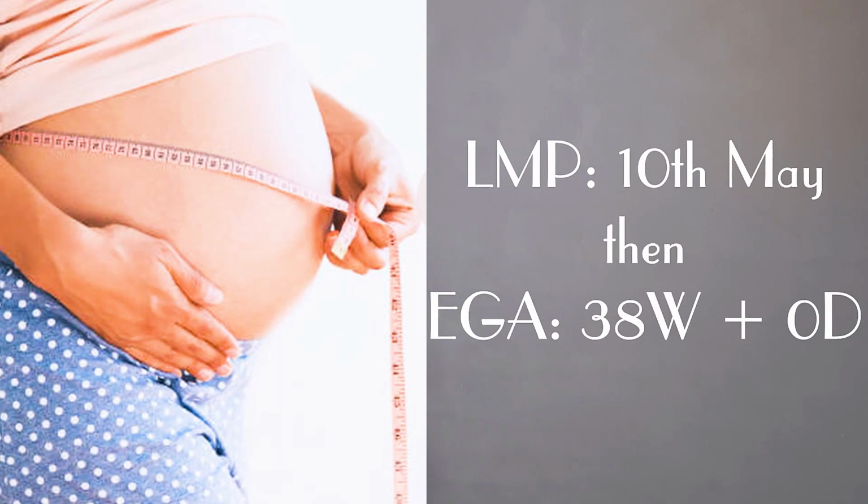However, today's date is 3rd of February. It means that today is 7 days less than the 10th of February, which means it is 1 week less than the 10th of February. So if on the 10th of February she will be 39 weeks, 0 days, then all I need to do is to subtract 1 week from 39 weeks to get the gestational age today. So 39 weeks, 0 days minus 1 week will be 38 weeks, 0 days.